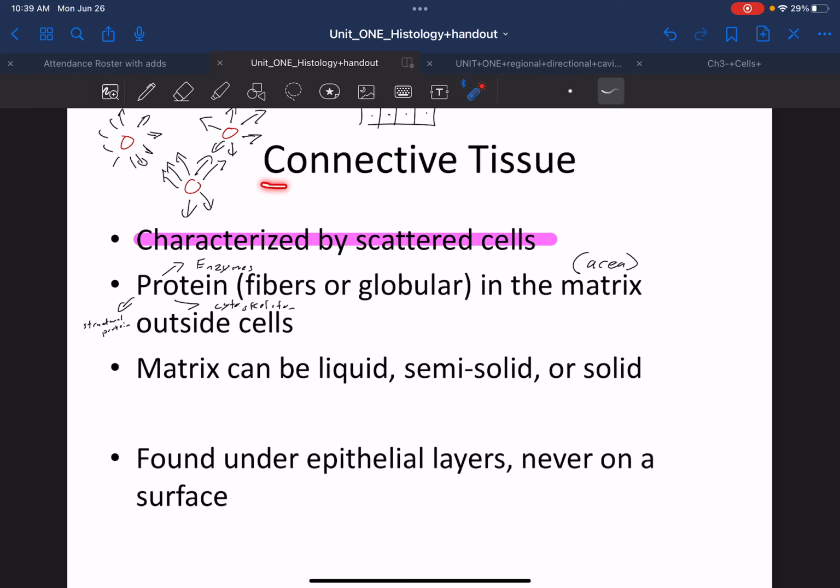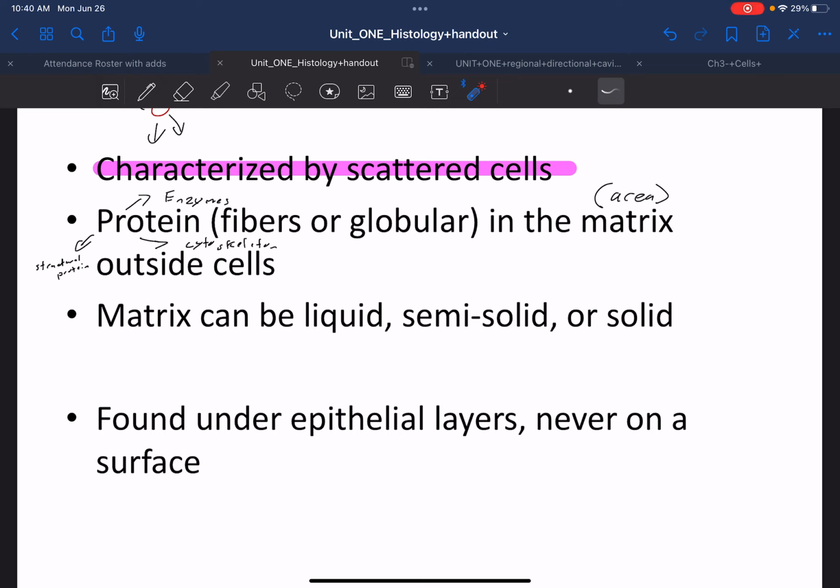So connective tissue is going to be hard to connect with the other, and the names become a little bit tough because of that very reason. But solid and liquid and semi-solid tends to be how we can characterize these connective tissues. And do not forget, they can always be found underneath the epithelial tissues. They are never on the surface of things.